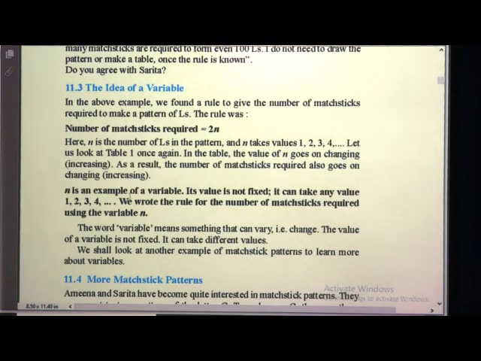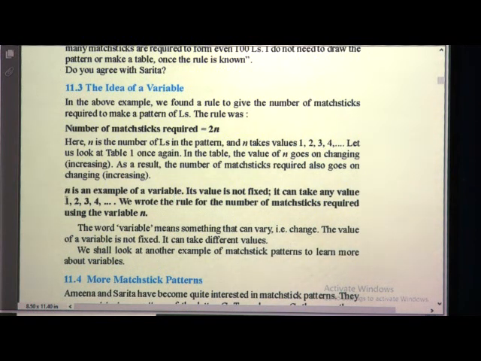n is an example of a variable. So, n, which we are using, is a letter. This comes under algebra and n is called a variable. It means the value is unknown, but we can give a value to n and we can find the answer.